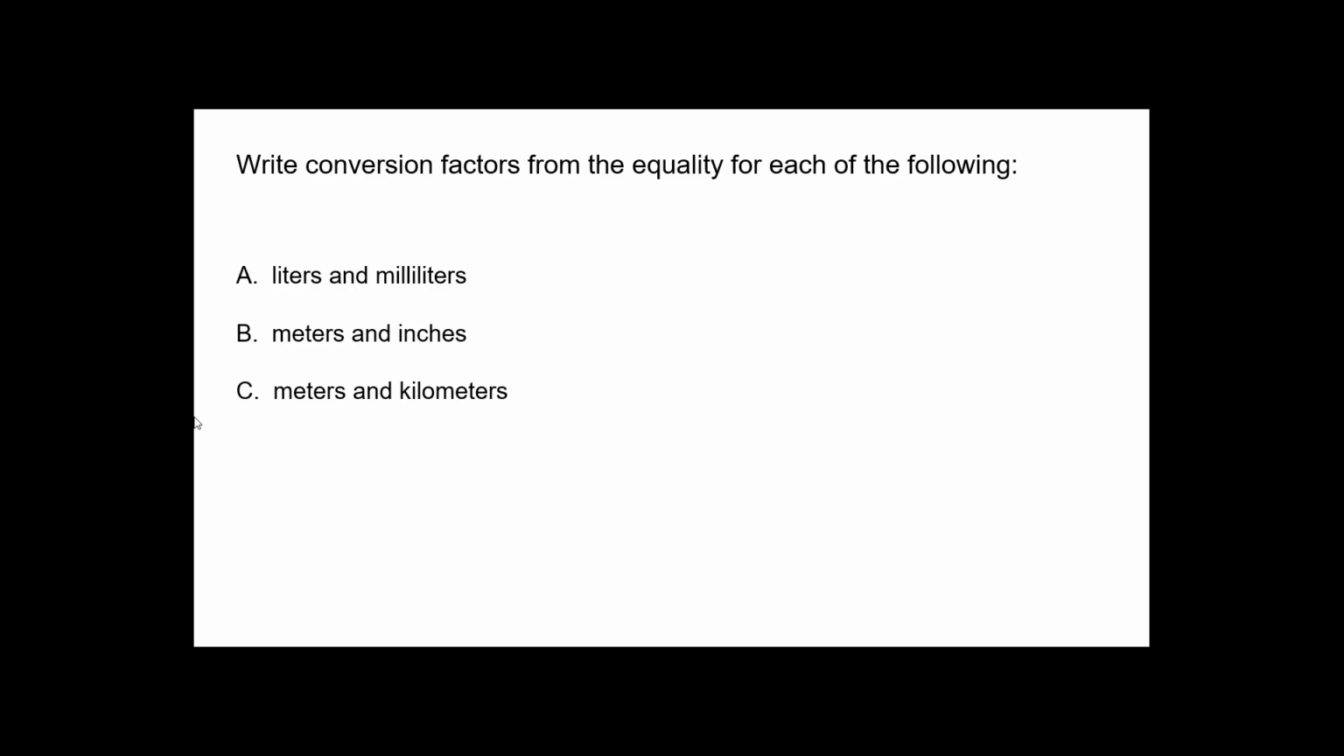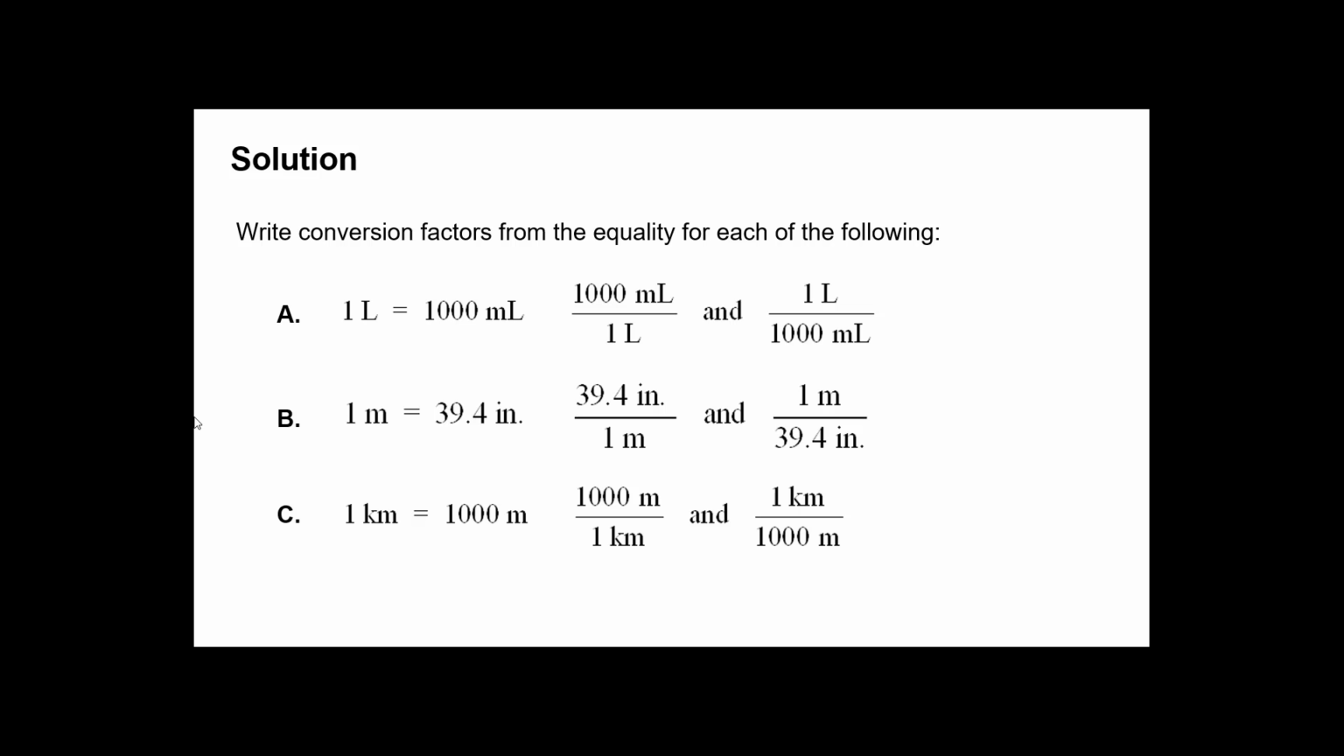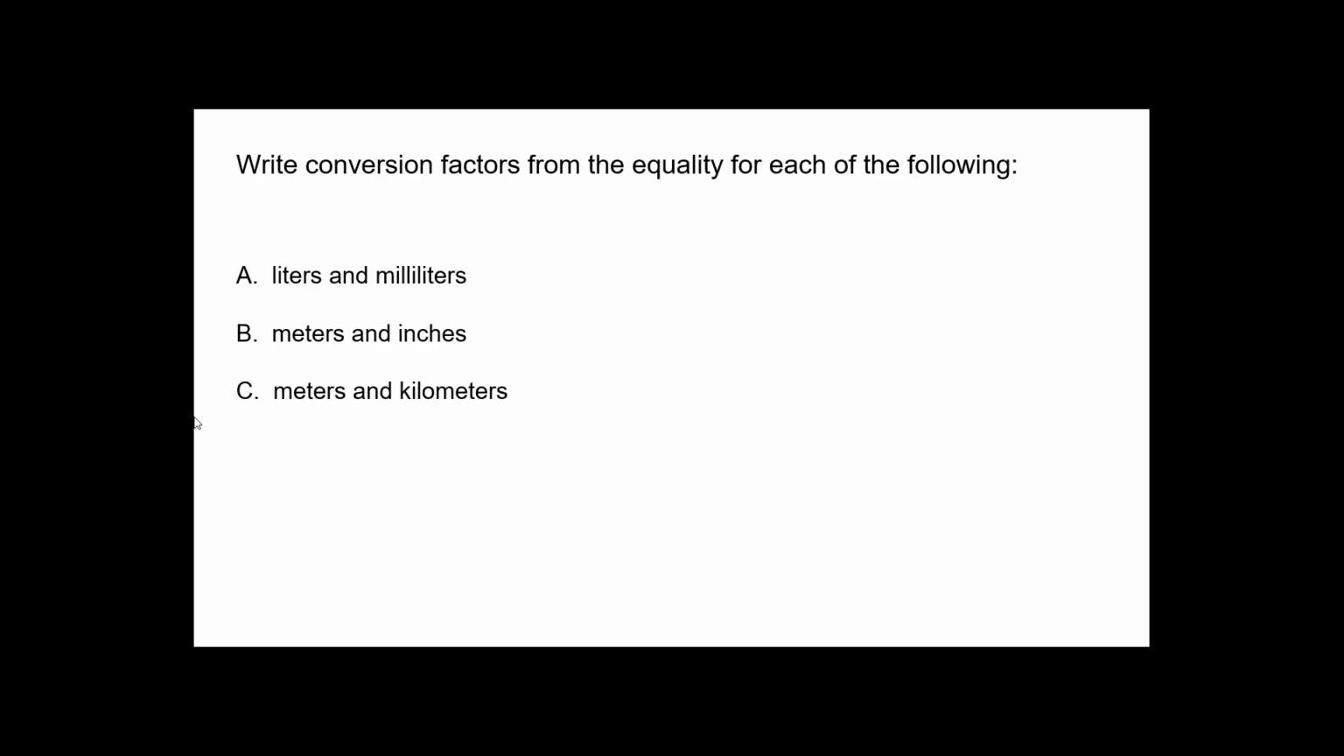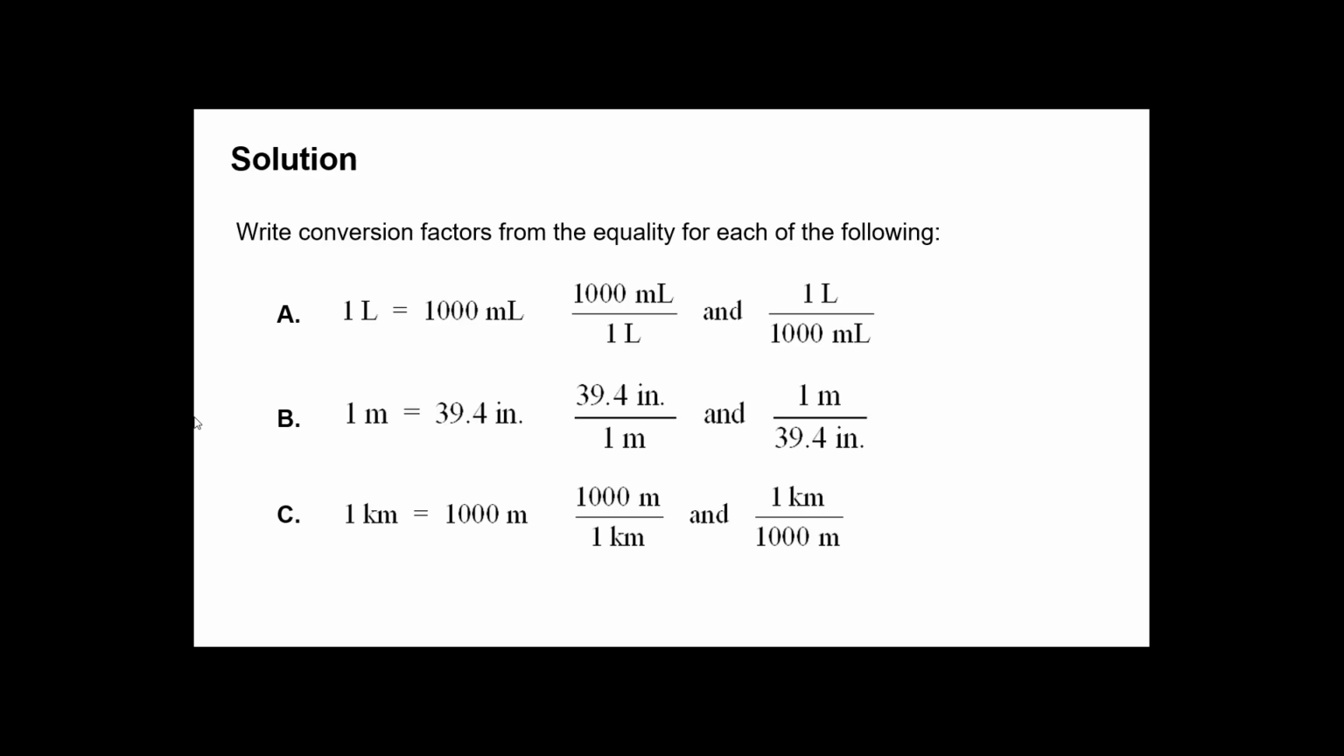And I believe I have these all spelled out. I do. So let's take a look at the first one, liters and milliliters. Now you would have that printout I gave you and you could refer to it to look at the prefixes. I'm just going to jump ahead and tell you what these are. So 1 liter equals 1,000 milliliters.